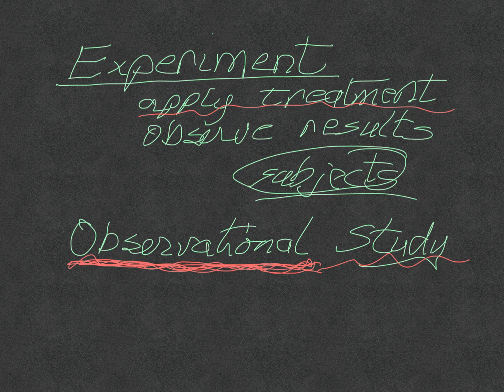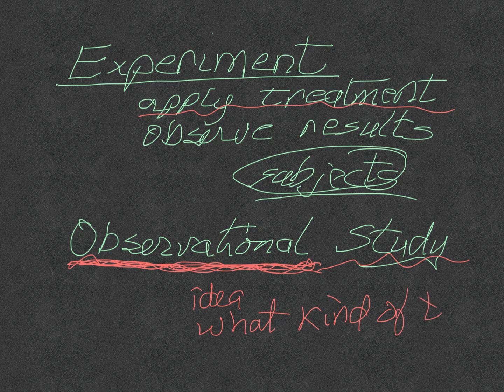Sometimes you're trying to get an idea what kind of treatment you want to give. So you just observe and try to figure out what kinds of treatments might be best. All right? And then once you do that, then you proceed forward. And lots of science proceeds in this way.